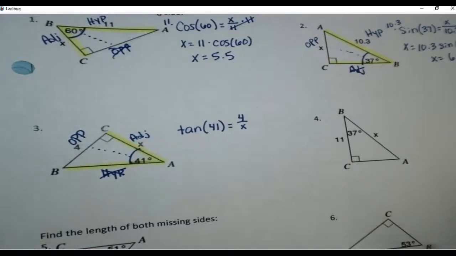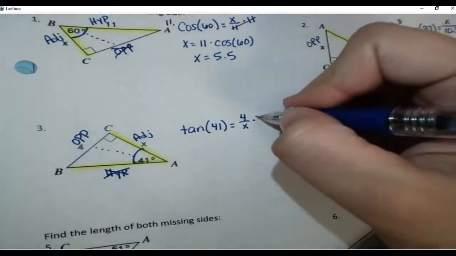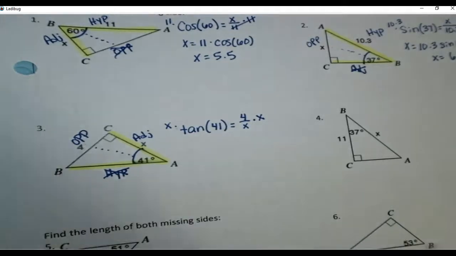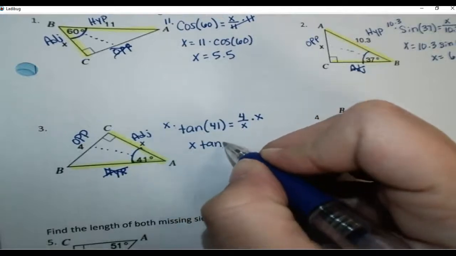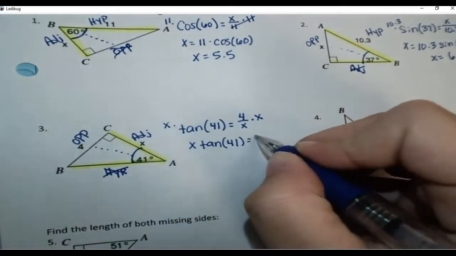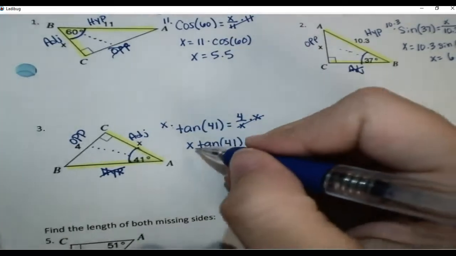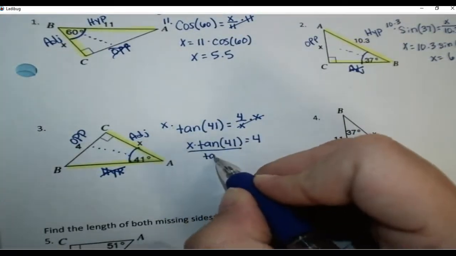Your first step, though, is still the same. We multiplied first up here. We're going to multiply first down here. We just multiply by X on both sides. Okay? Because you can't do anything if X is in the denominator. So then that gives us X tan of 41 equals 4, because those X's cancel. So if I have X times tan, now we have to divide both sides by tan of 41.